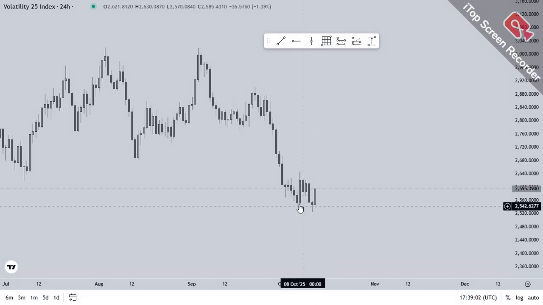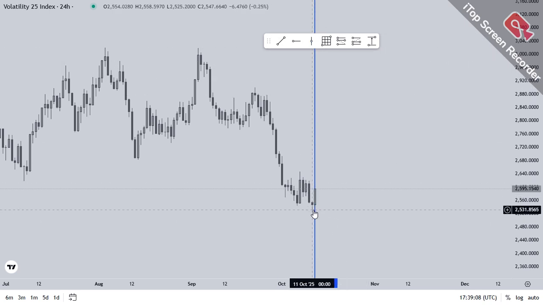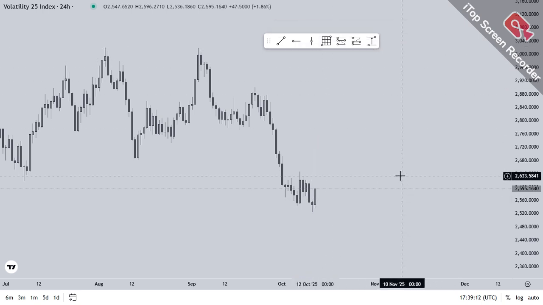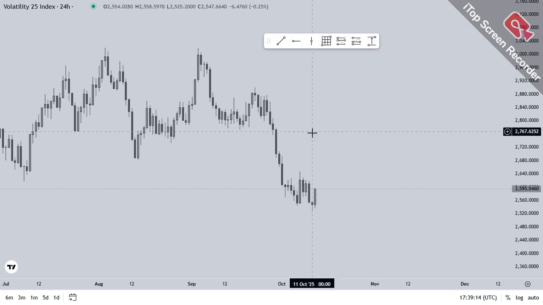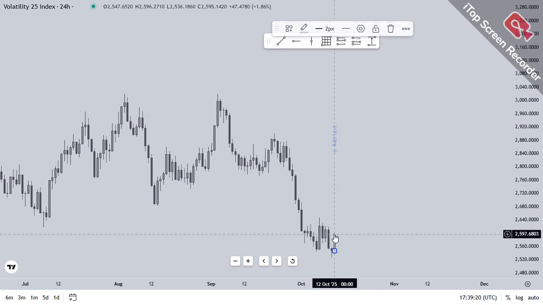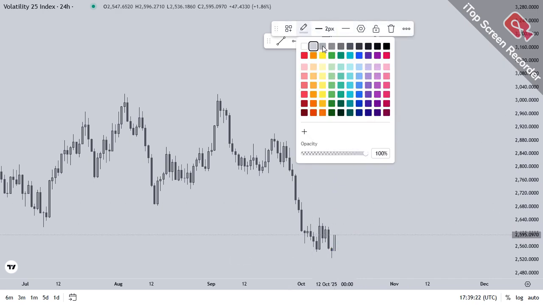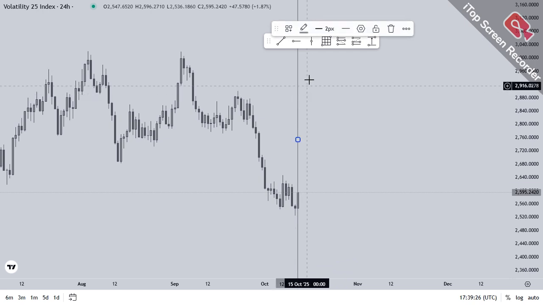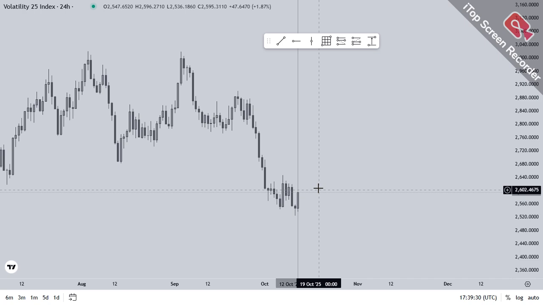So I'll just mark out today's price action here. So this is today's price action. I'll change the color. Make it darker. Yeah. So this vertical line separates today's price action from yesterday's price action.